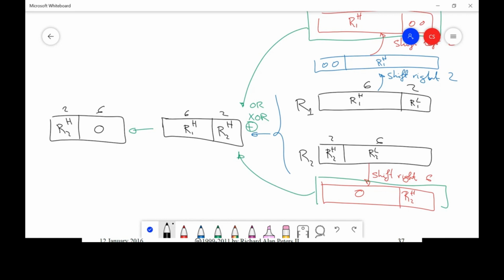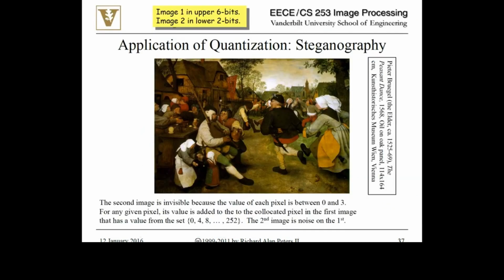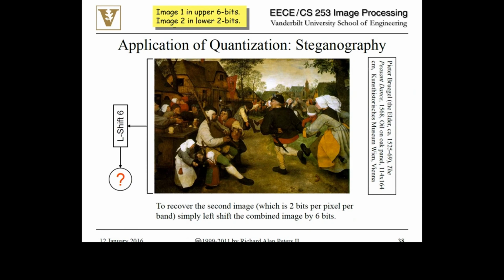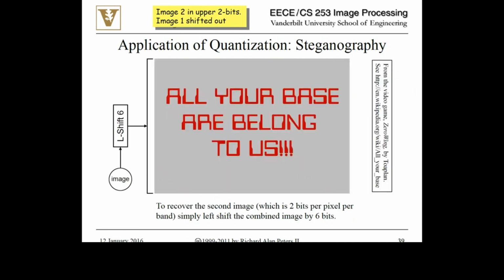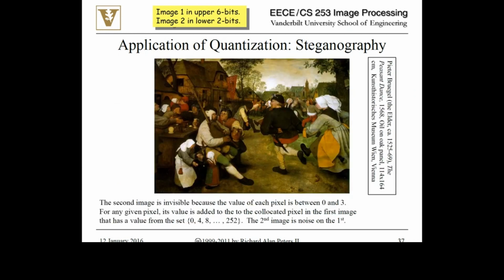And now this is very easy. All you have to do is shift left 6. Then you will have that one. Okay, so we take our image. This is the image that combines the two. You do shift left 6, and this is what you have. So that image was hidden. This one. You cannot see it, but it is there.